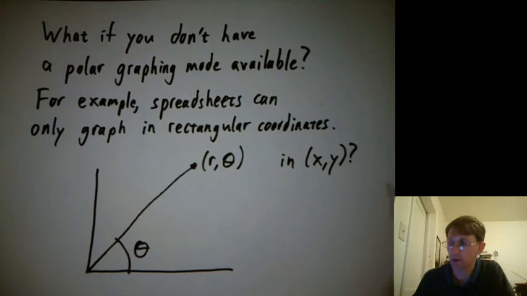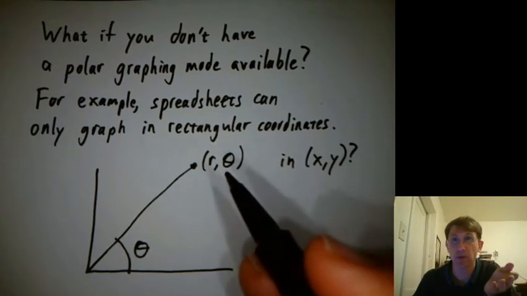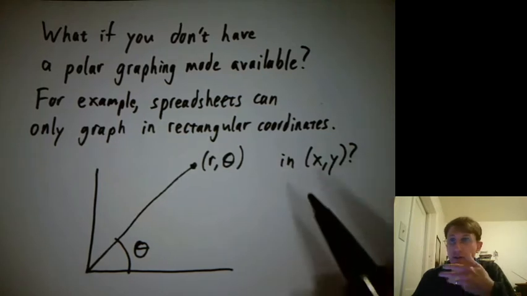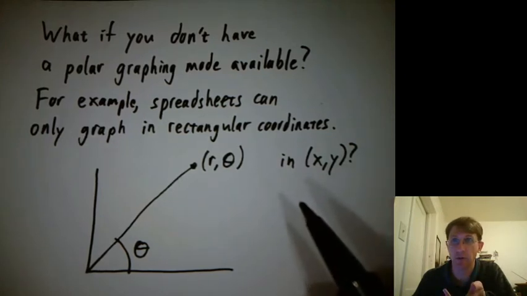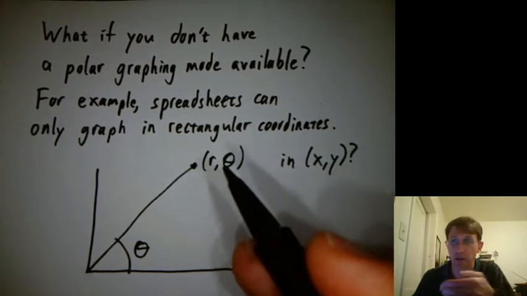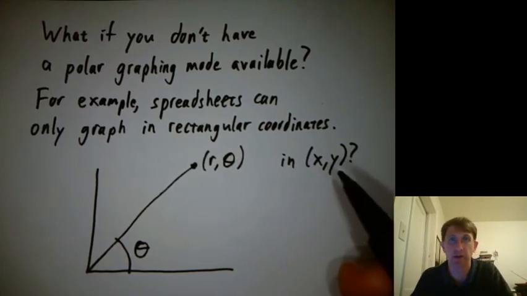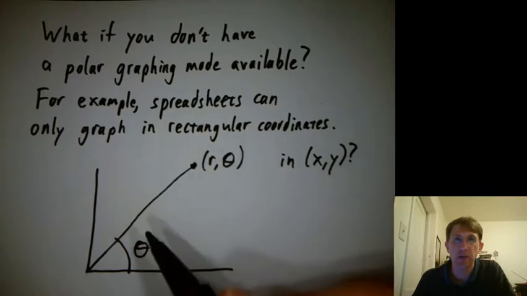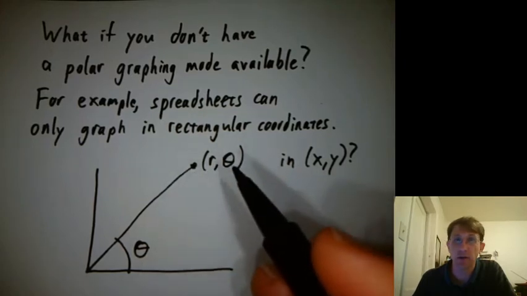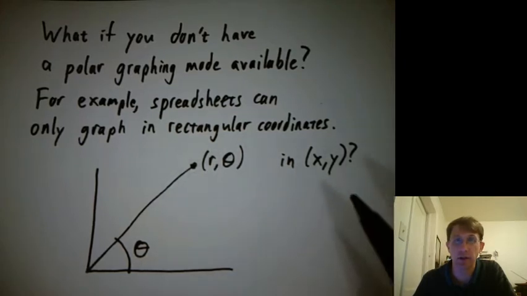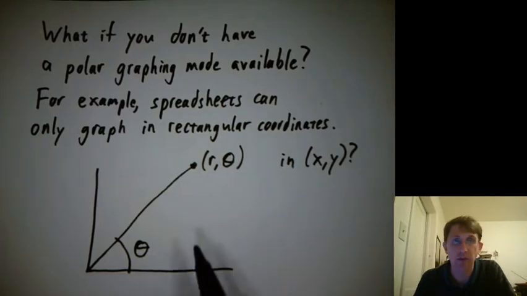One thing we often have to do is turn polar coordinates into rectangular coordinates because a lot of things can't graph anything in polar mode. So spreadsheets in particular, we need to be able to turn things into rectangular coordinates like traditional x and y. So if I gave you an r comma theta point, how could you turn it into an x and y? Think about that for a sec.